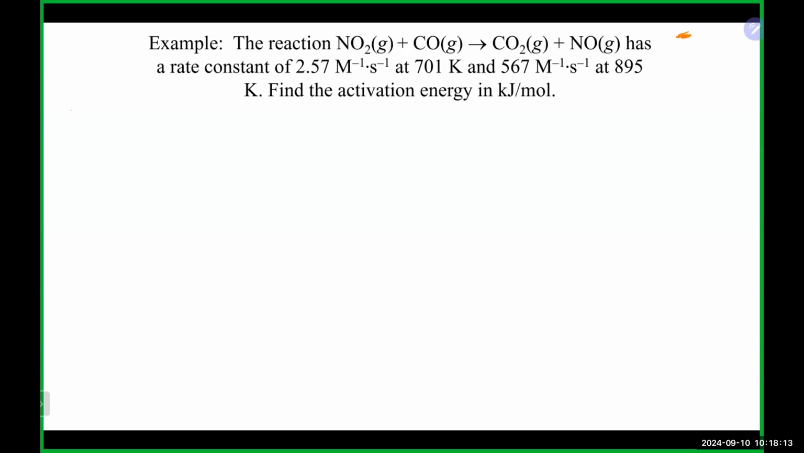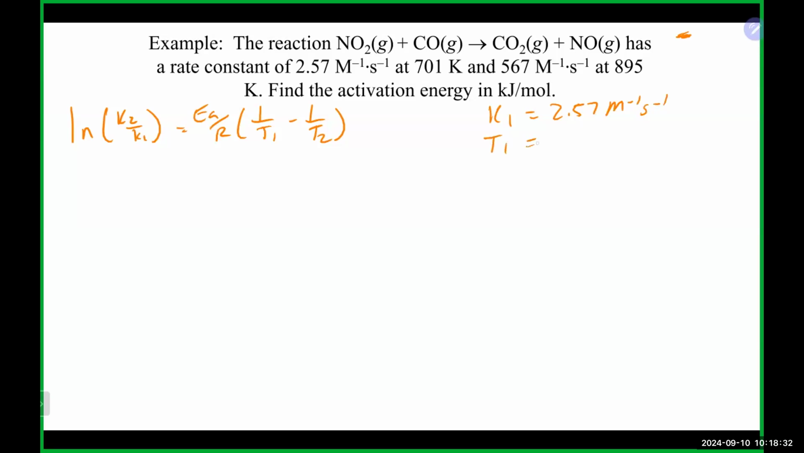Obviously here, we're going to use our natural log of K2 over K1 equals E of A over R, times 1 over T1 minus 1 over T2. In this case, we have a K1 of 2.57. We have a T1, which is actually already in Kelvin, so we don't need to do anything with that. So that's good. We have a K2 of 567, and a T2 of 895, also in Kelvin.